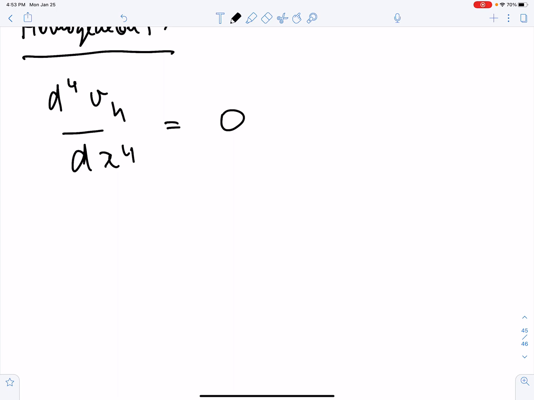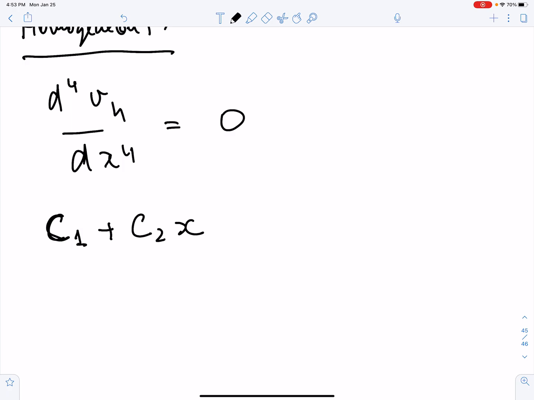Supposedly V is constant. Derivative of a constant is 0, fourth derivative of a constant is 0. So clearly anything that is a constant, call it C1, will satisfy that equation. Supposedly V is a linear function. First derivative is constant, second derivative is 0 already. So plus anything that looks like this, C2 x, that'll work.